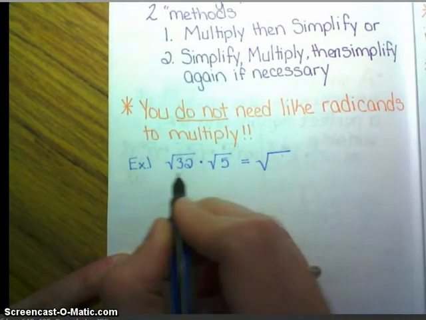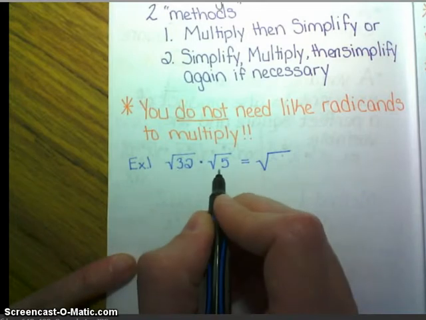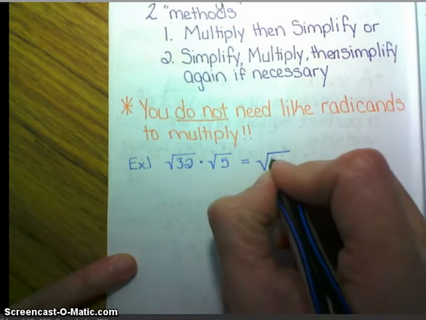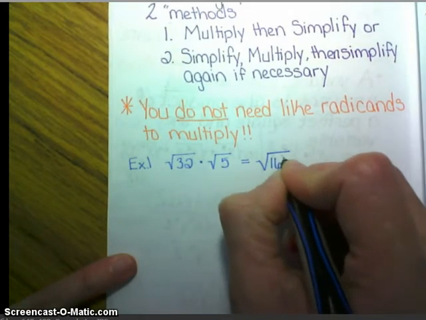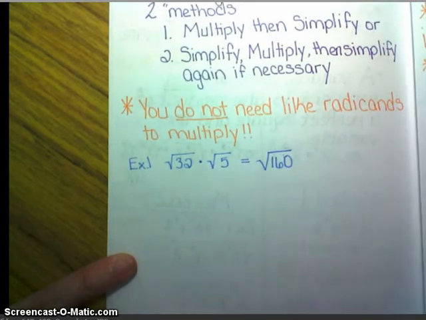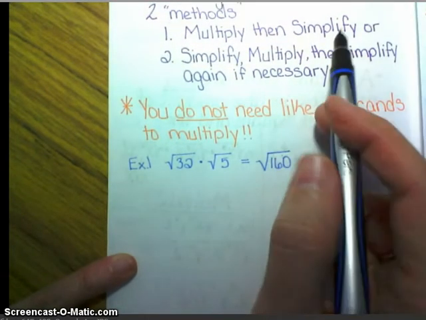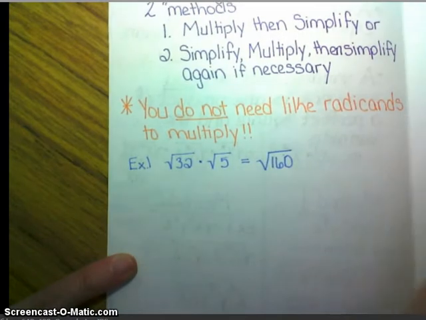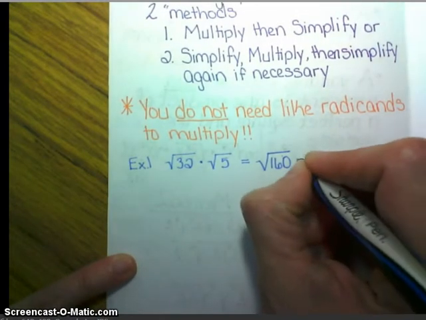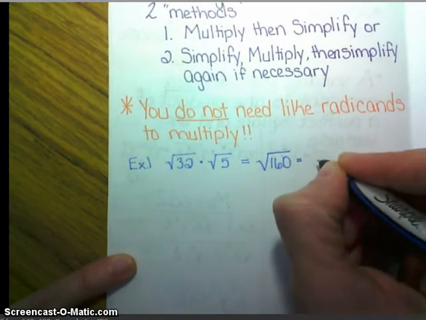So all we're going to do is just multiply 32 and 5, and we get 160. That's the multiplication part. Now, what we're going to do is simplify that. We've simplified these several times before. We've actually simplified the square root of 160 already.